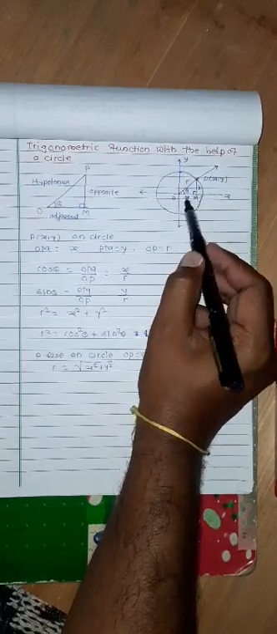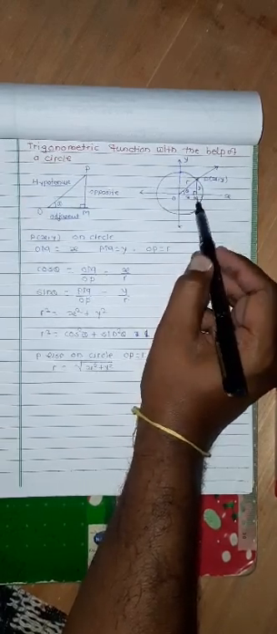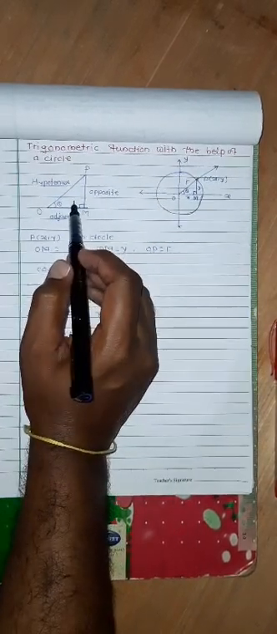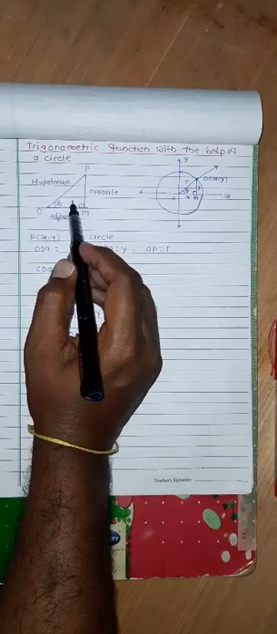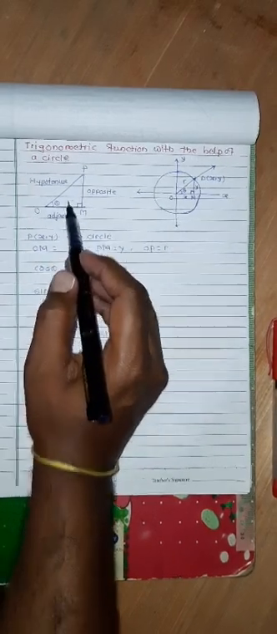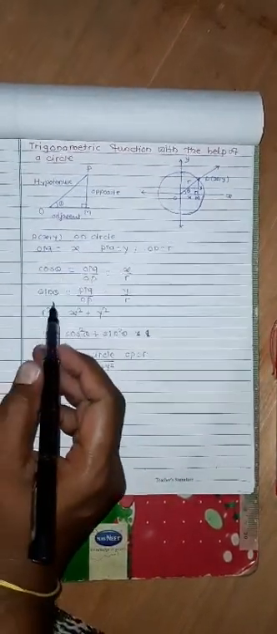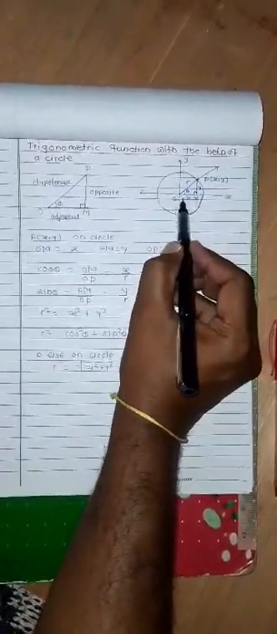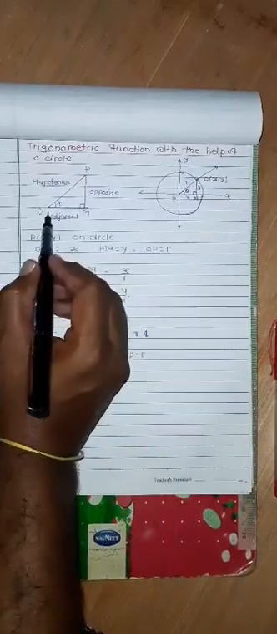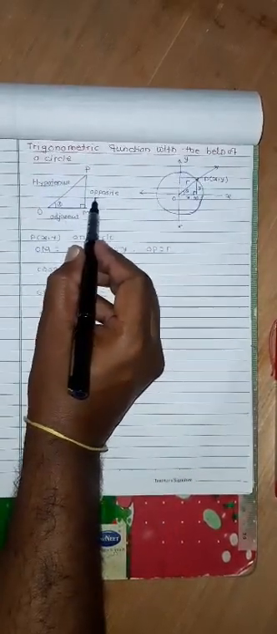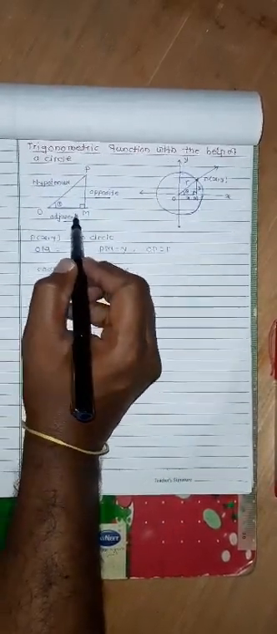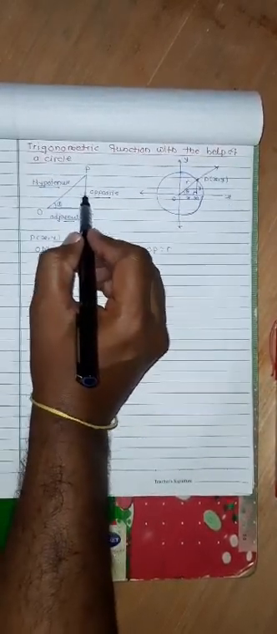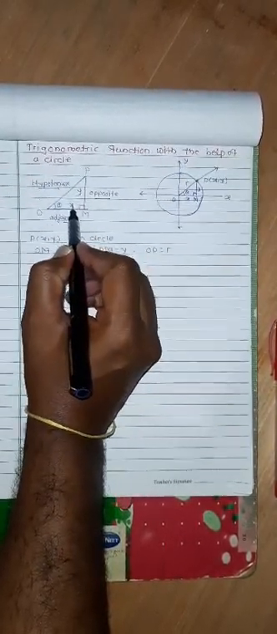Then OPM becomes a right angle triangle. Now see here, I will draw the right angle triangle here. After drawing the diagram, theta is the angle between OM and OP. Now this is the opposite side, this is the adjacent side, and this is the hypotenuse. This is nothing but y, this is nothing but x.